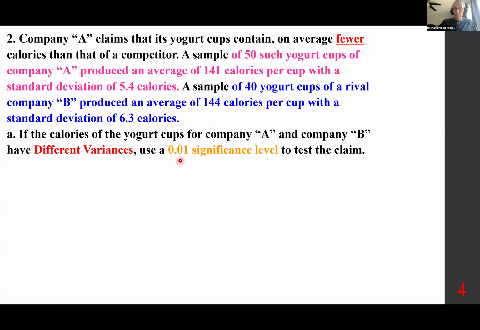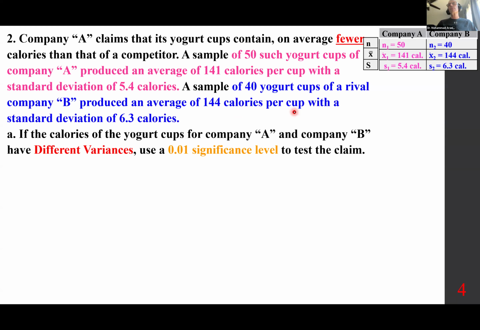So let's write everything in the following manner. Let's come up with a table: N, Company A, Company B. For example, N, we're going to call it N sub 1, 50, N sub 2, 40. X bar, we're going to put X1 bar here, X2 bar here, and this is X1 bar and X2 bar because it pertains to the sample. And the same thing here, S1 and S2, the standard deviation. So we write this out.